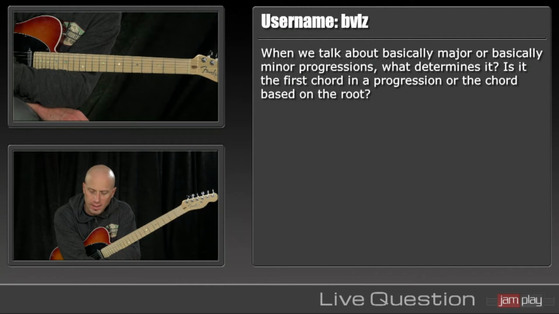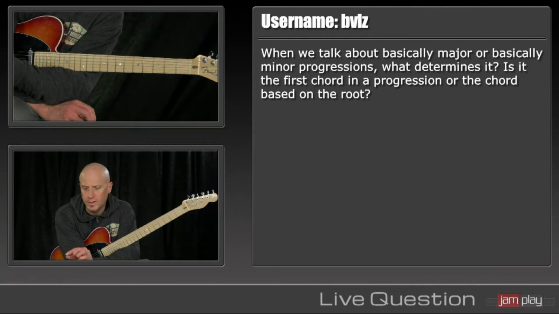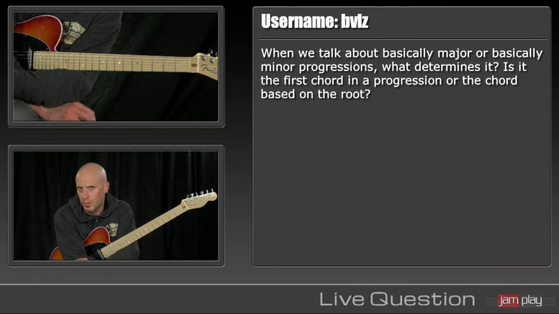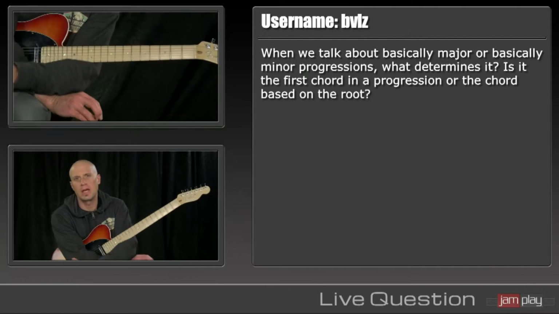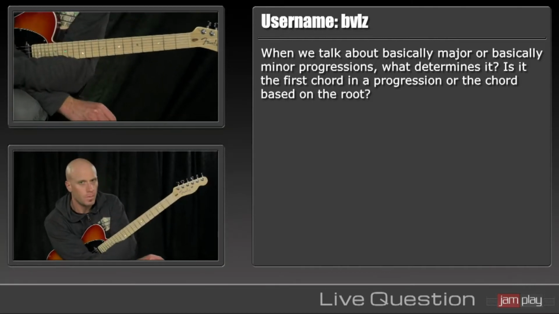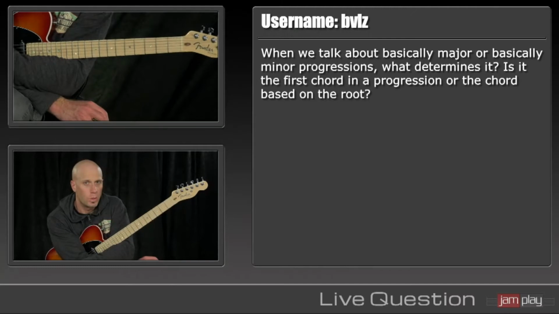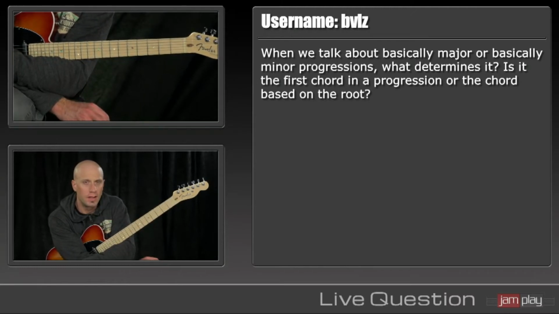It is not what parent key we're in, because as I just said, your tonal center when you're playing modally is going to be different than your parent key. So what determines a basically major or basically minor chord progression is what we're calling the one. In major scale harmony, is the one minor or is the one major? If the one is minor, it's going to be a basically minor progression because our one is minor.